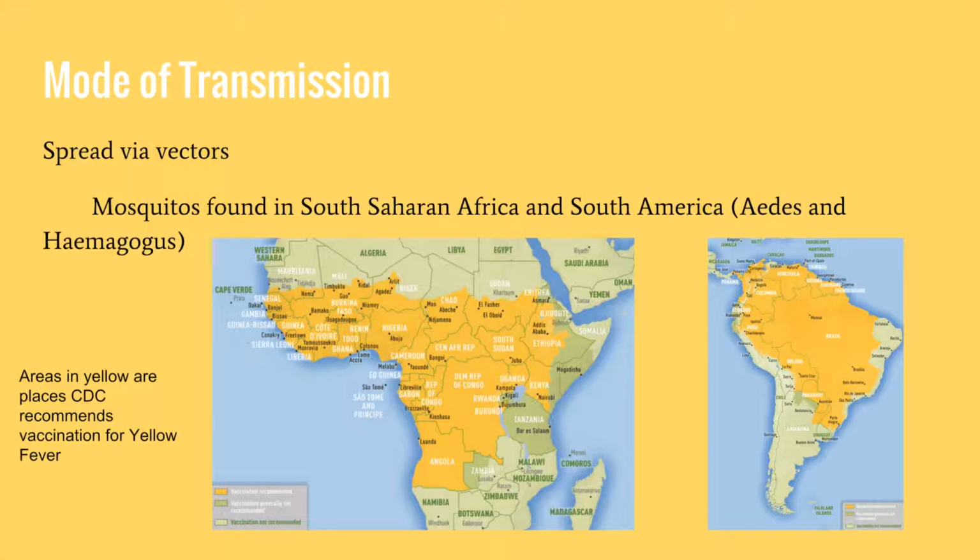And these two maps are from the CDC. The areas in yellow show where they absolutely recommend vaccination for yellow fever. If you're traveling there, if you live there, if you have anything to do with those areas, that is where those mosquitoes are found abundantly, and it's very important to prevent against it and get that vaccination.